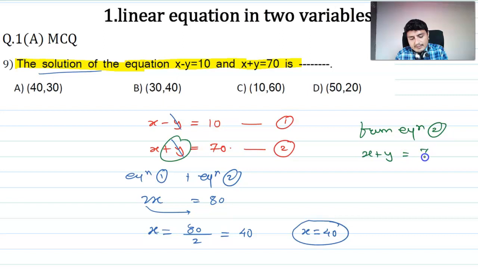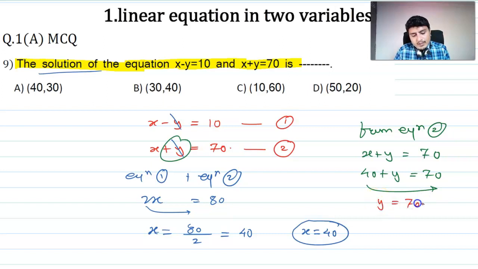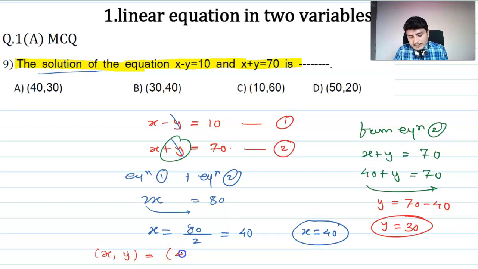x plus y equal to 70. The value of x is 40. So 40 plus y equal to 70. Now to evaluate the value of variable y, once we shift the 40 from LHS to RHS, we get y equal to 70 minus 40, that is 30. So the value of x is 40 and y is 30. So the solution is of the form x comma y equal to 40 comma 30. Look at the choice code. Choice code A is the correct choice code, 40 comma 30. The value of x is 40 and y is 30.